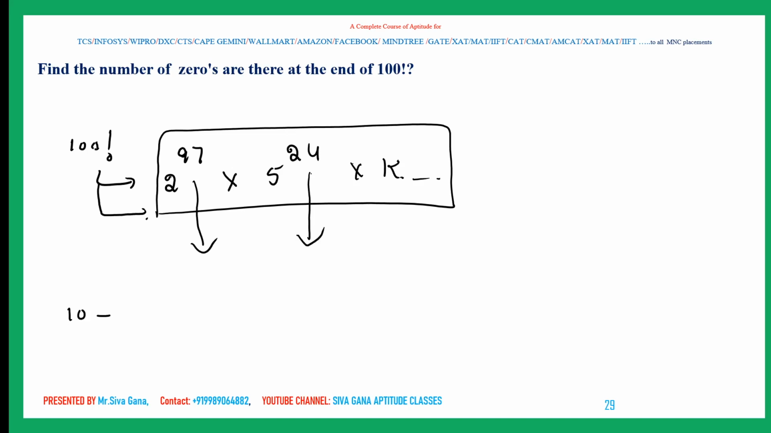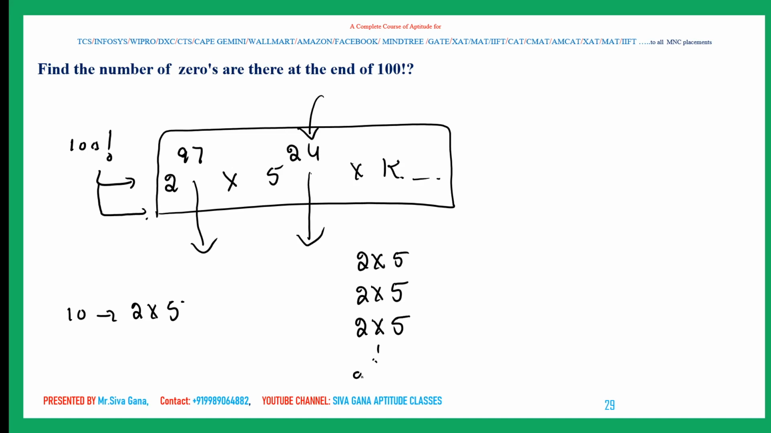To get one trailing zero, we need 1 2 and 1 5. Here 5s are less. That is what I told. So we need combinedly both 2 and 5. How many we can combine? 1 2 1 5, one trailing zero. 1 2 1 5, another trailing zero. 1 2 1 5, another trailing zero.